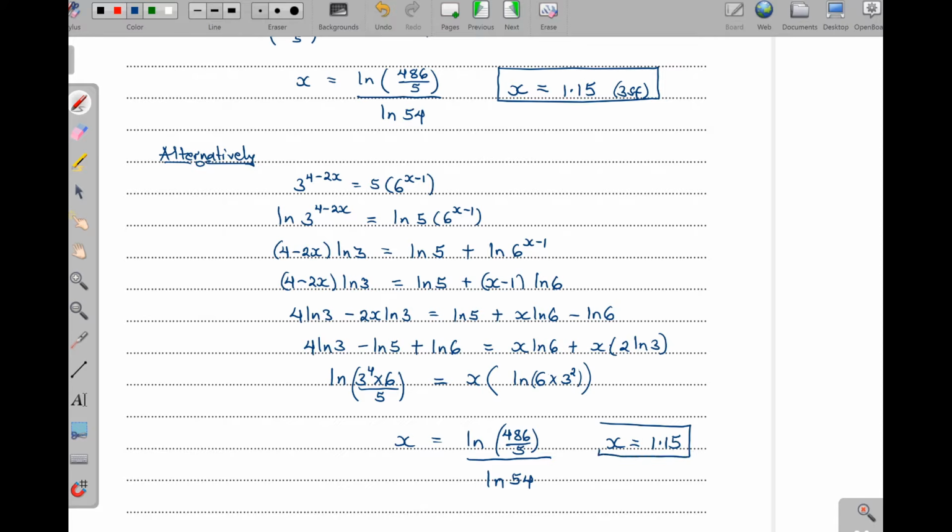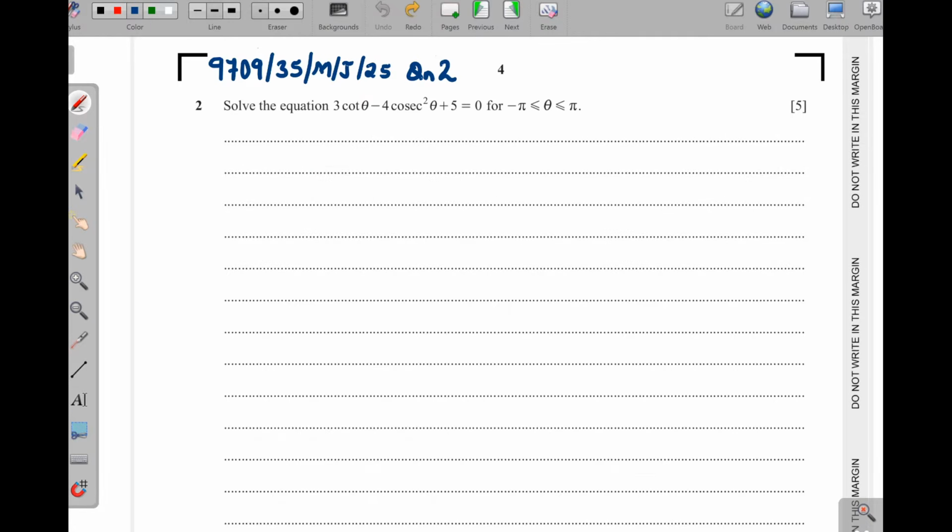As simple as that. Question 2 is coming from trigonometry. Solve the equation 3 cot theta minus 4 cosec squared theta plus 5 is equal to 0 for theta ranging from negative pi to pi. Now here, there is a connection between cosec and cot. So we know that 1 plus cot squared theta is equal to this cosec squared theta. Then we shall put a plus 5 here is equal to 0.